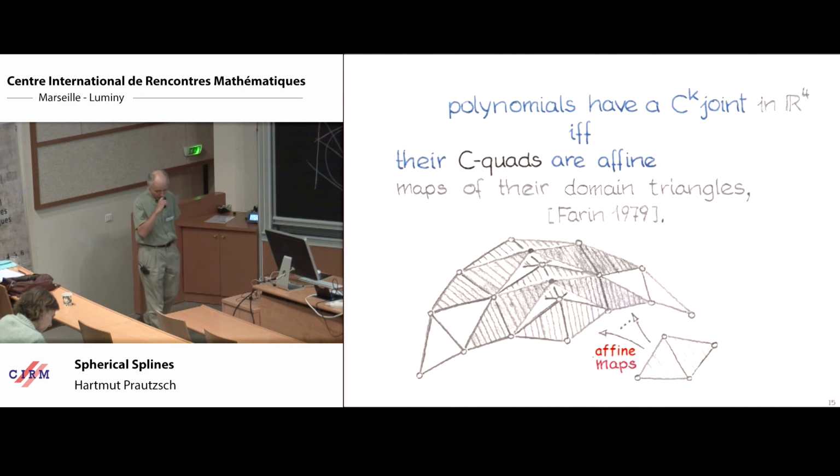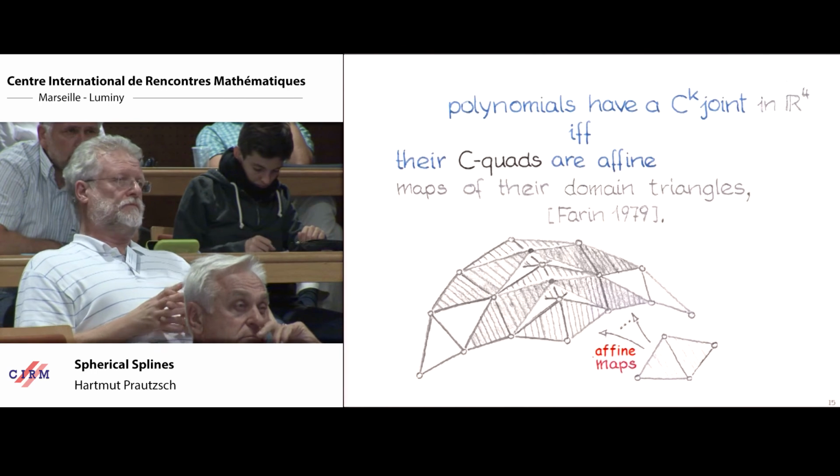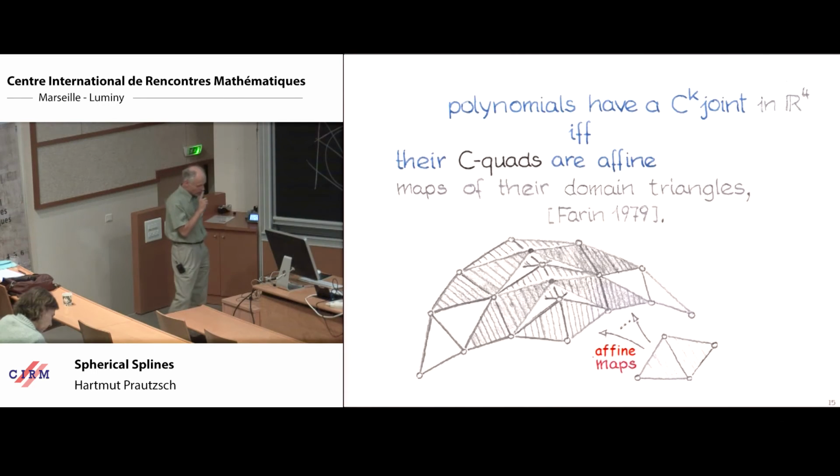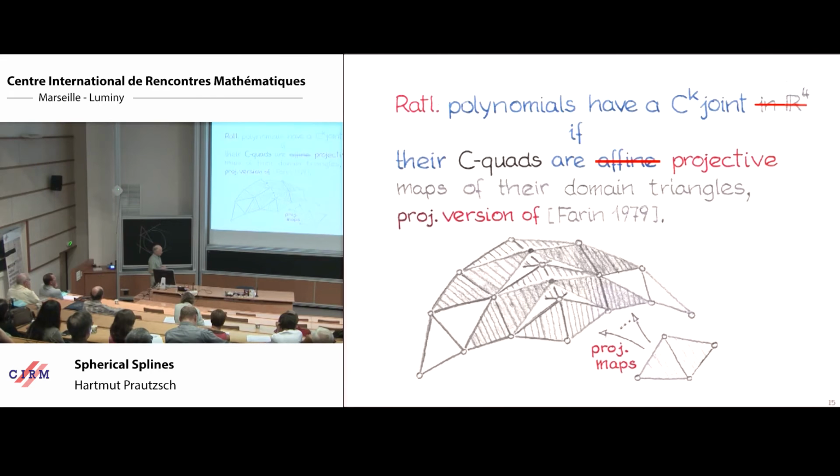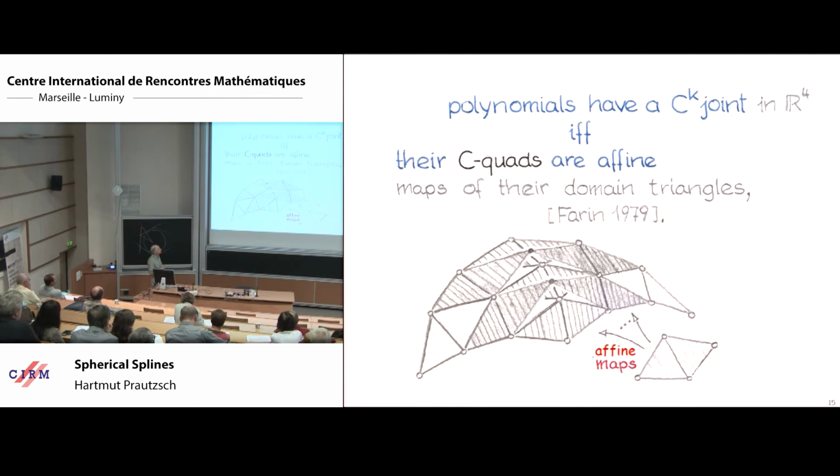Now, we want spherical splines, and therefore I put together polynomial patches, and doing it for the homogeneous representations, we have these polynomials in R4, which are integral polynomials. I can use this well-known condition how to construct the next polynomial that has a CK joint. Certain quadrilaterals formed by the Bézier nets need to be affine images of the domain triangles.